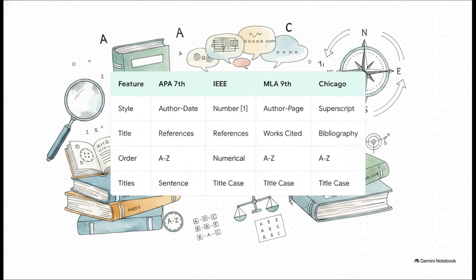Notice the list ordering, too. They all demand alphabetical ordering except IEEE, which relies strictly on appearance order. Even something as incredibly small as capitalization in article titles shifts from sentence case in APA to title case in quotes for all the others. Truly, memorizing the matrix of these rules guarantees you're speaking the exact visual language of your specific peer reviewers.